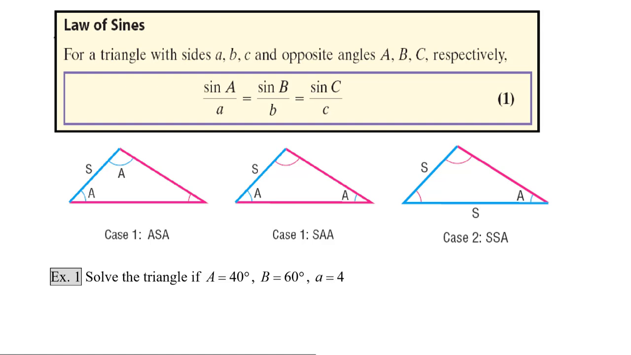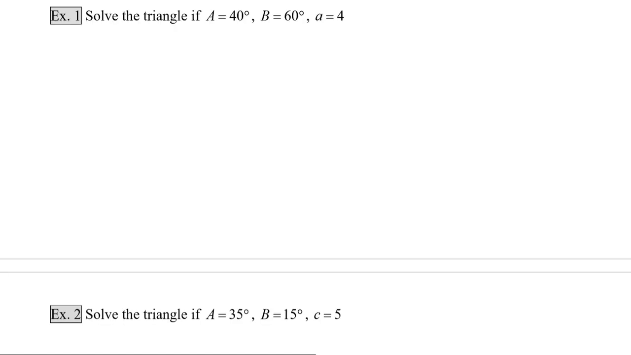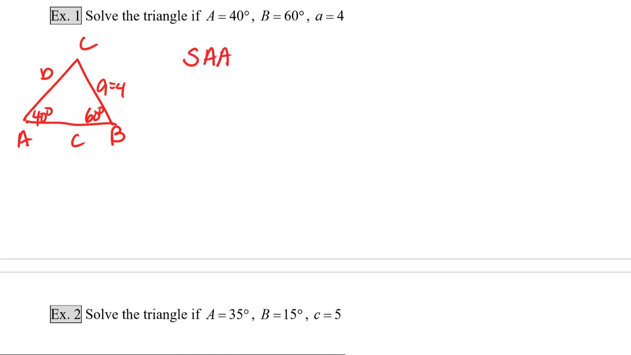So let's go ahead and try example 1. Example 1, solve the triangle if angle A equals 40, B equals 60, and side a equals 4. You should always start by sketching the triangle. A, B, C, angle A is 40, angle B is 60, side a is equal to 4, and I'll just label the missing sides. So here I have a side and an angle, which means I can use the law of sines.